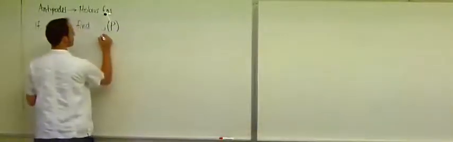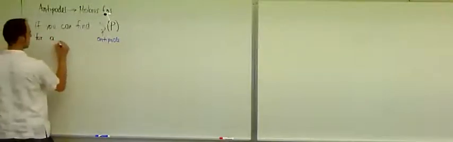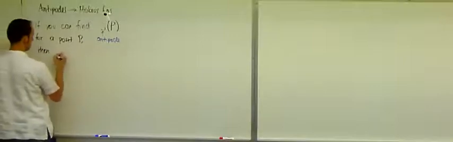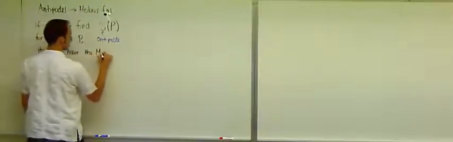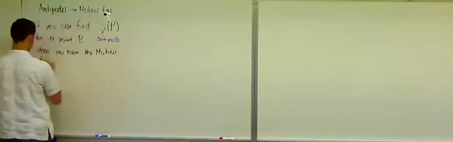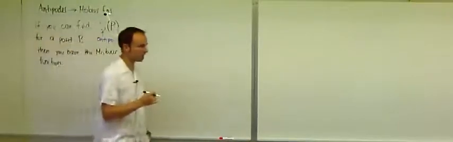the antipode, so here S is the antipode, for a poset or for a family of posets, then you can find the Mobius function via the composition of the zeta function with the antipode.